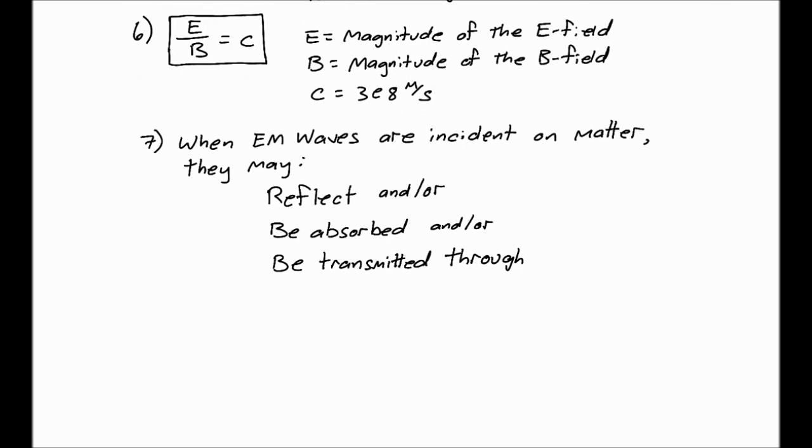And then the last property is just a general statement. When electromagnetic waves are incident on matter, in other words, they come in contact with a medium, water, a brick wall, whatever, they may be reflected and or be absorbed and or be transmitted through, meaning pass through the medium. Which one of these happens, which combination of these happens, depends on the frequency of the electromagnetic wave and on the properties of the matter that it interacts with. We won't get into the details of determining why one happens versus the other. We just need to know in general that this is the case.